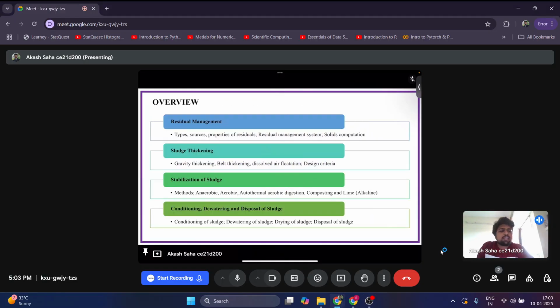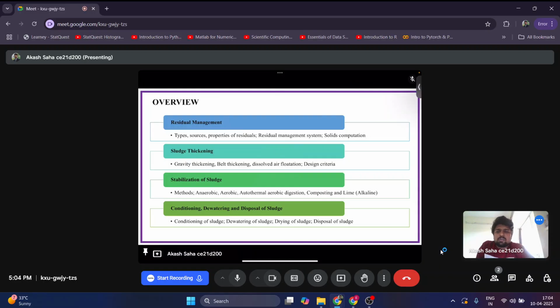So let us quickly see the contents of week 12 lectures. We started with the discussion of residual management, where we discussed the various types, sources, and properties of the residuals, what we mean by a residual management system, and how we compute the solids in that. Then we discussed one by one all the residual management systems. We started with sludge thickening, where we discussed gravity thickening, belt thickening, and dissolved air flotation, and what their design criteria are.